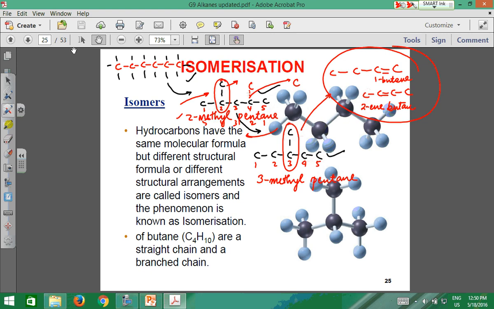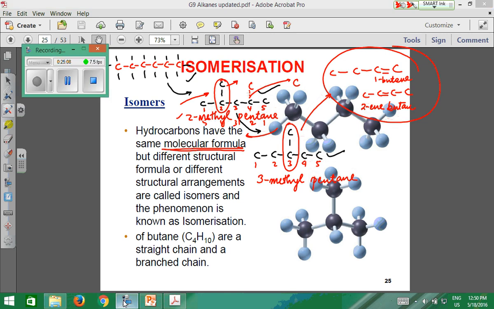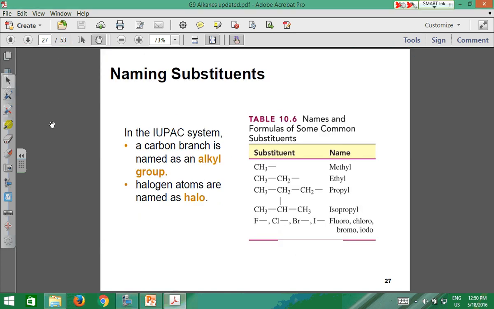So if I revise, isomers are compounds that have the same molecular formula but different structural arrangement or structural formula. They are called isomers, and the phenomenon is called isomerism. Now, how can you give the naming, as I discussed earlier? If you are adding one carbon, that's CH3, we call it methyl. If you have two carbons, it will be called ethyl. Then propyl, like this. Or if you have fluorine, you are adding chloro, bromo, iodo.